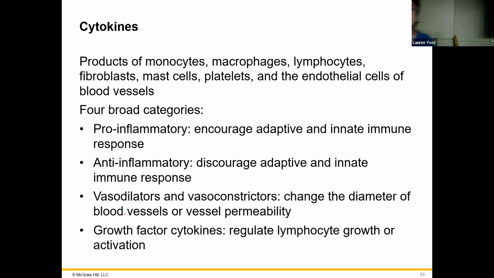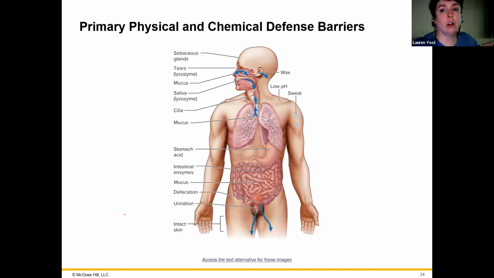So vasoconstrictors and vasodilators, and then we have growth factor cytokines that basically regulate the growth of your white blood cells. So you might want to trigger your white blood cells to start growing if you have an infection, right? So these are all just signaling molecules that control that stuff.